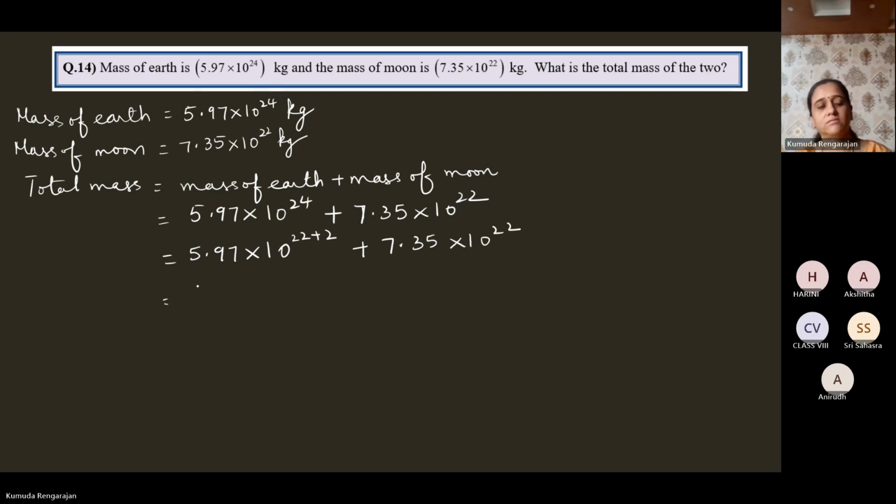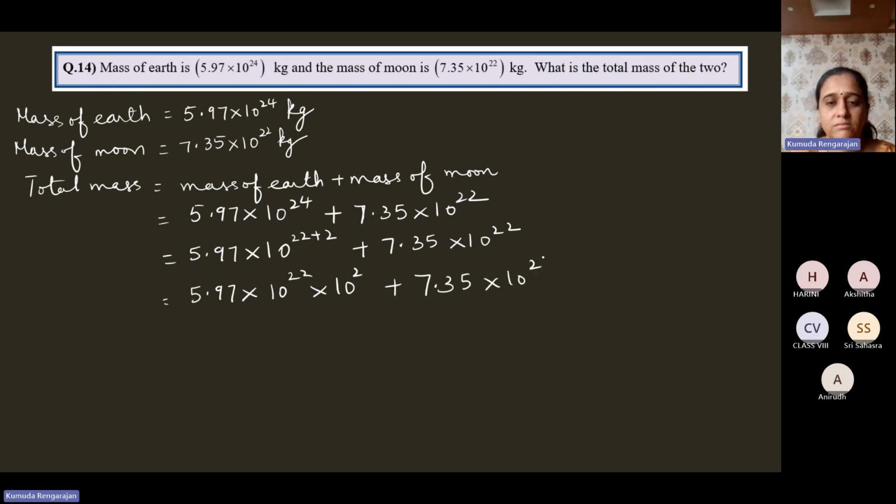What's the next step, Akshita? Ma'am, into 10 to the power 22 into 10 to the power 2, ma'am. Correct. Others as they are. Next step. Here only I got confused. So this is one expression, this is the other expression, and the two expressions are connected by the plus sign. What is common between the two expressions?